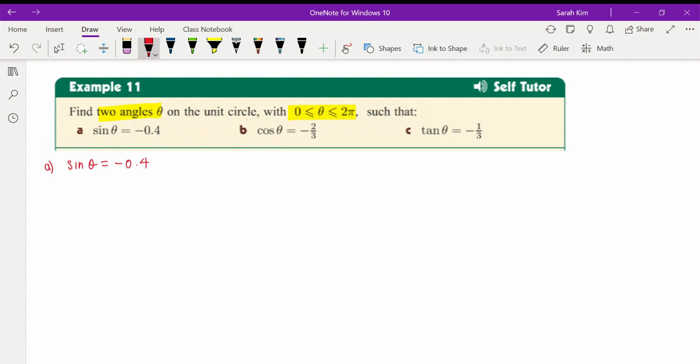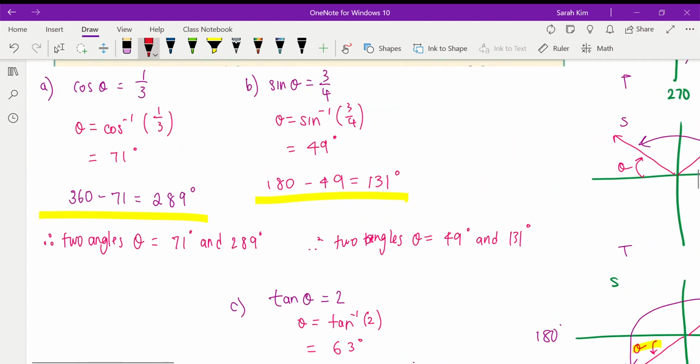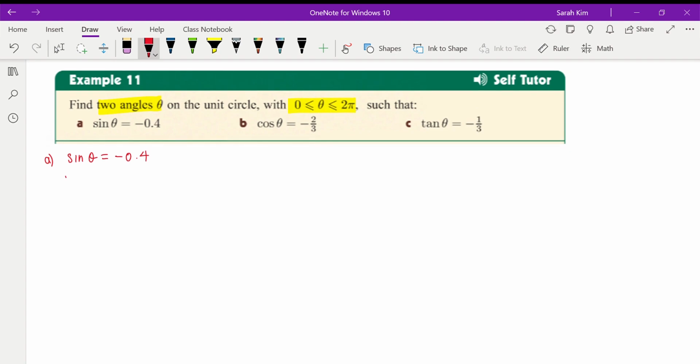So similar to example 10, we just need to, first of all, figure out that angle by inversing it. So if I go sine minus 1 on both sides, therefore theta is going to be sine inverse. And then if I just chuck it on the calculator, because our angle is in radians, just make sure your calculator is in radians.